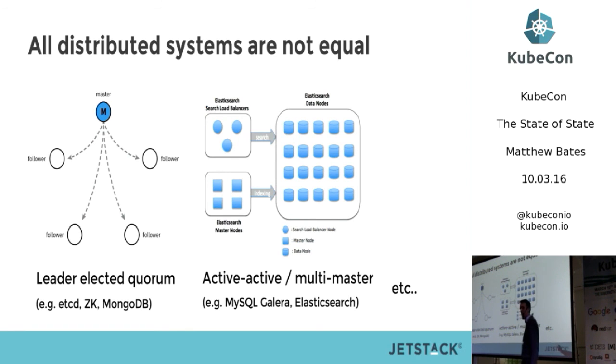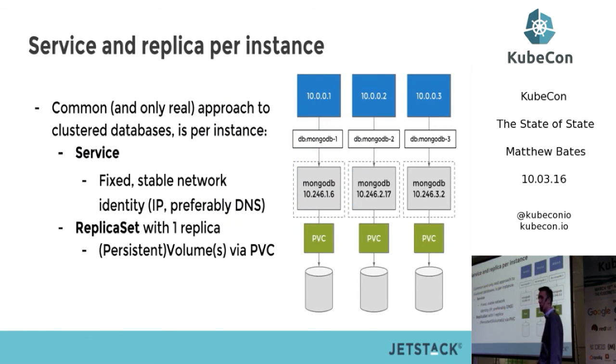You've also got things like active-active, multi-master, so the likes of Galera and Elasticsearch probably fit into that category. You've got other classes, of course, with the likes of Cassandra, or decentralized quorum. So actually, it's quite tricky in Kubernetes to build something that's going to understand all of these different distributed systems and all of the various nuances attached to them. So perhaps it's really tricky and shouldn't be done.